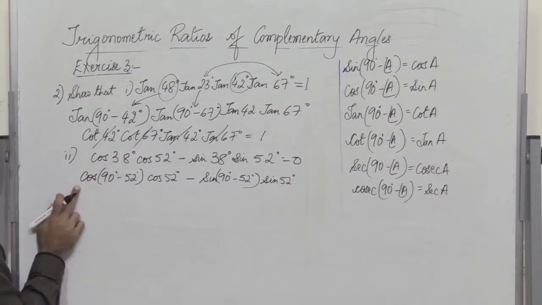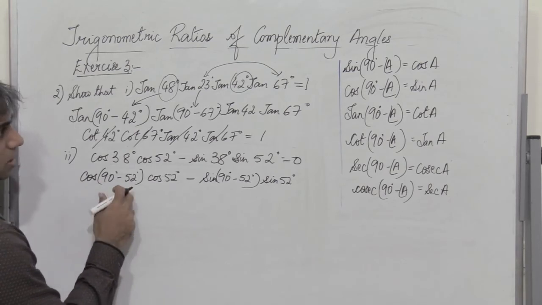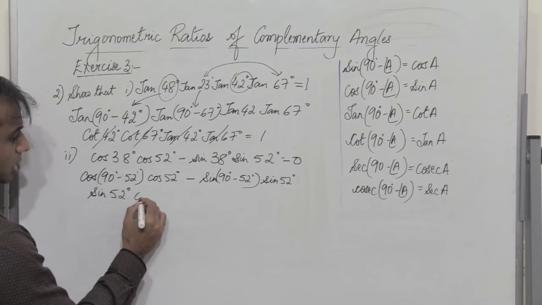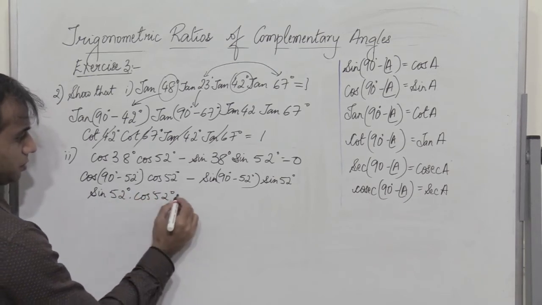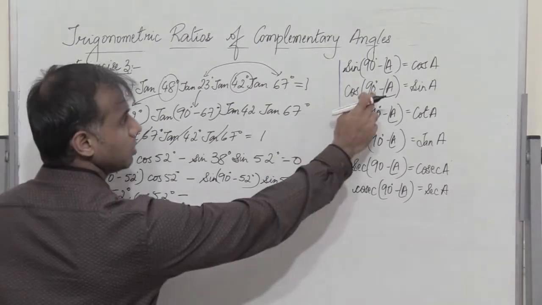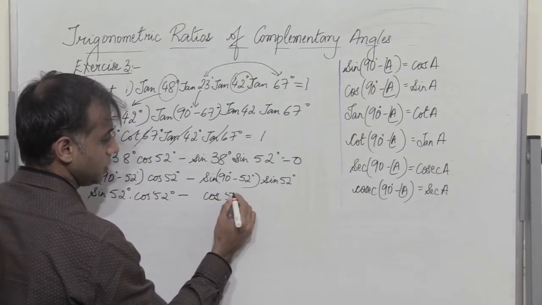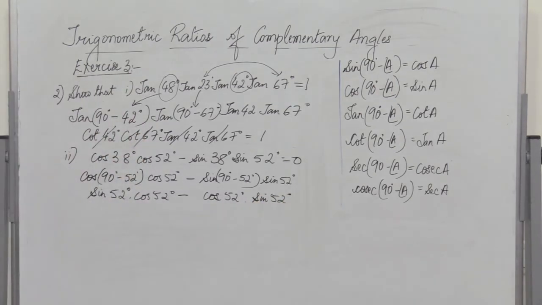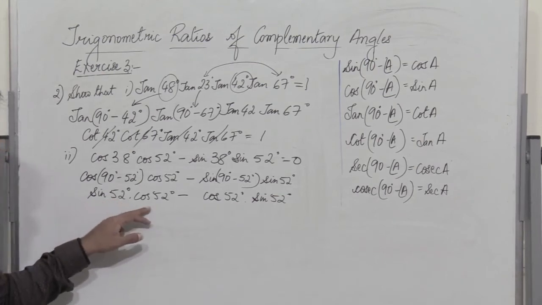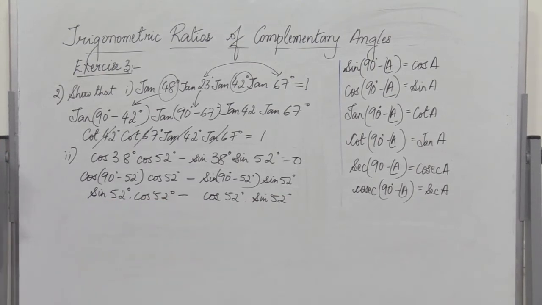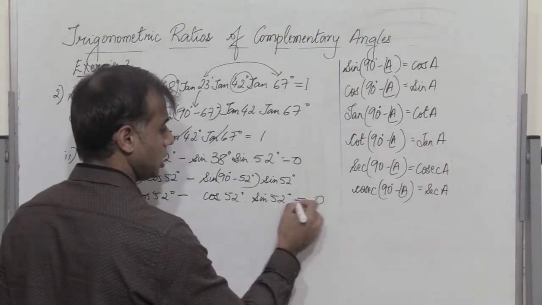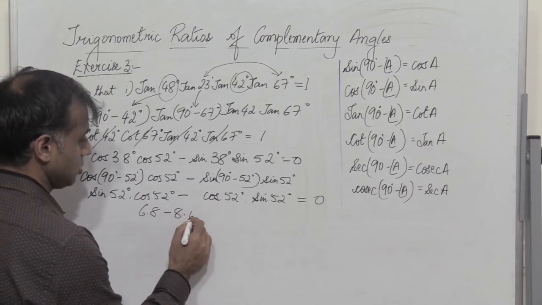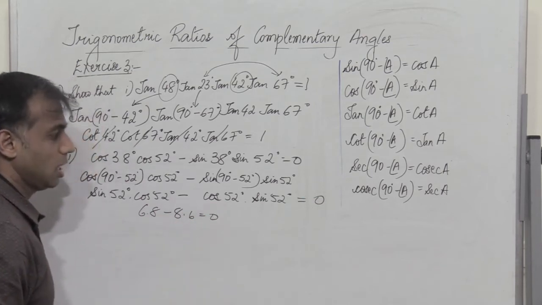So here what do I get? Cos of 90 minus A. What is cos of 90 minus A? Sine A. So I get sine 52 into cos 52 degrees minus, so this is sine of 90 minus A, which is cos A. So I have cos 52 into sine 52. So here also I have sine 52 cos 52 minus cos 52 sine 52. So this is equal to 0. These two get cancelled, isn't it? It's like 6 into 8 minus 8 into 6 is equal to 0. Right? So the answer is 0.